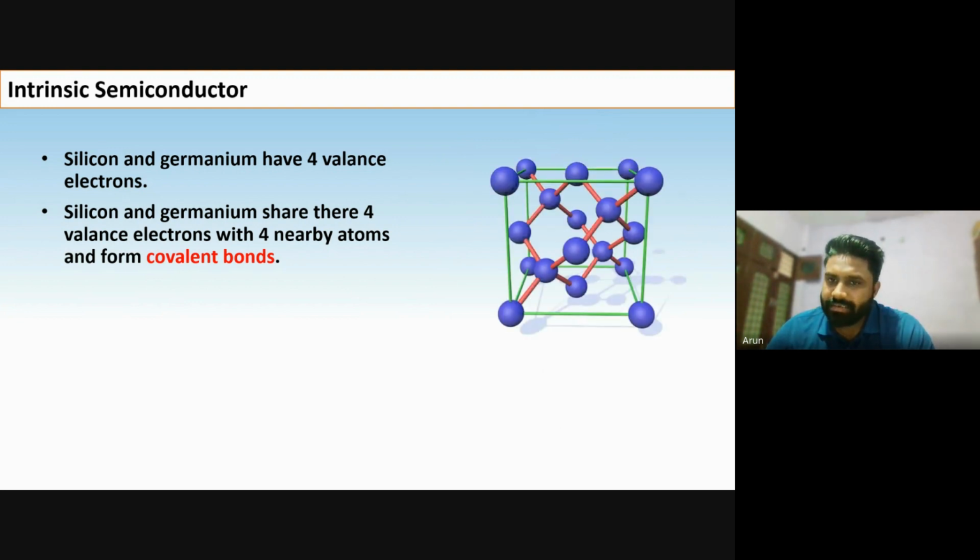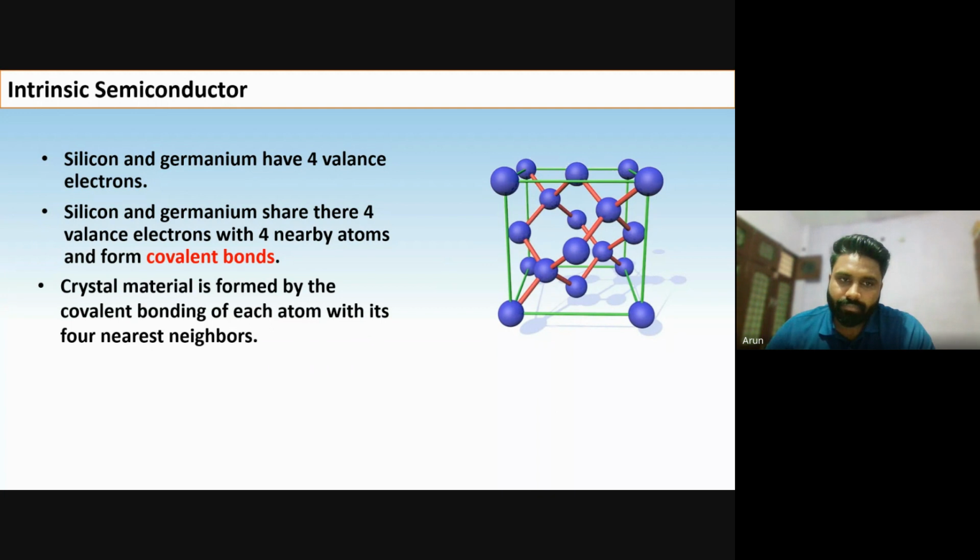This is the crystal structure, or lattice structure, of the tetravalent compound. This crystal material is formed by the covalent bonding of each atom with its four nearest neighbors. This happens because a covalent bond has been formed between any two atoms of silicon or germanium.